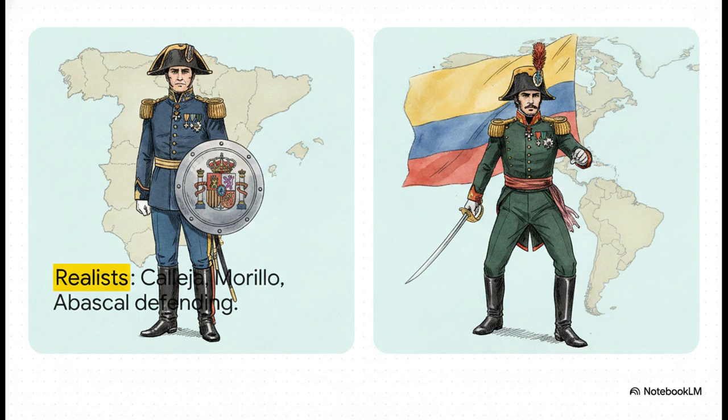On the realist side, you had highly capable military leaders and viceroys, guys like Félix María Calleja in Mexico, Pablo Murillo in New Granada, and José Fernando de Abascal in Peru. They staunchly defended the unity of the empire and the rights of the crown. Opposing them, of course, were the famed independentist revolutionaries, the Libertadores. We're talking Simón Bolívar in the north, José de San Martín in the south, and Miguel Hidalgo in Mexico.